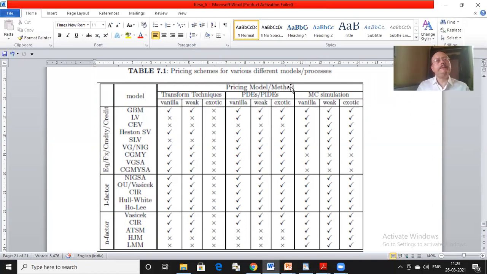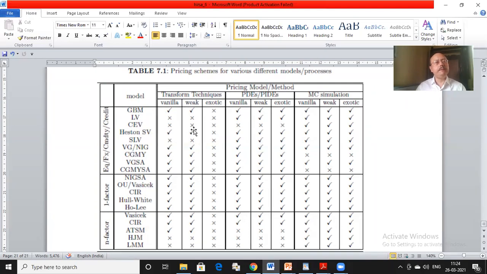What are the pricing methods that I am able to use? The methods that I have learned. We have learned transform techniques, and we know that transform techniques are not applicable in all contexts. So where can we use transform techniques? If I have vanilla contracts, path independent, then wherever I see a tick, the transform technique can be used to price a vanilla contract under these models, GBM, Heston, variance gamma, CGMY, etc.